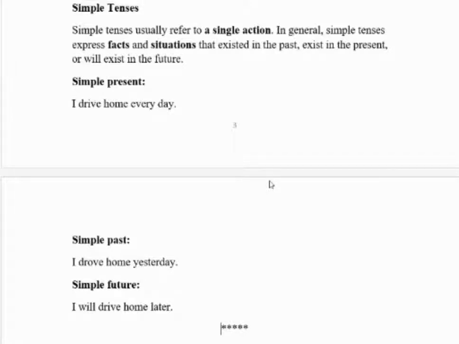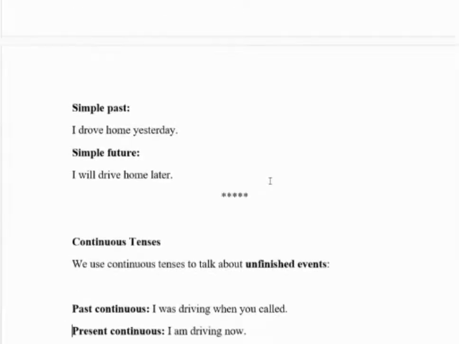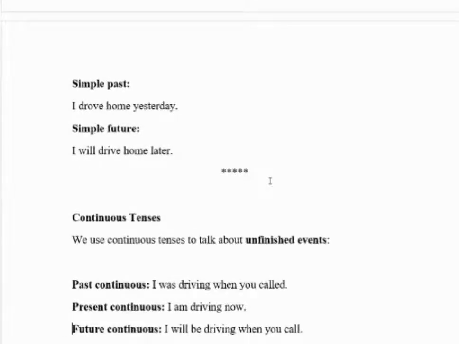Or a situation that existed in the past, the same verb. Instead of saying I drive home every day when I talk about the present, if I want to talk about the past, I say I drove home every day. The verb drive is irregular. That's why when it is in the past tense, it turns into a different shape. Simple future: in the future you add will or shall or going to. So in the simple future, you say I will drive home later.